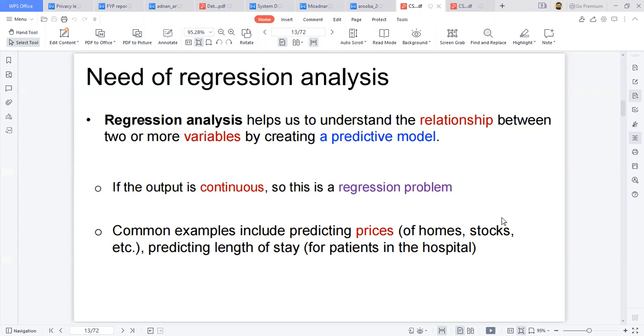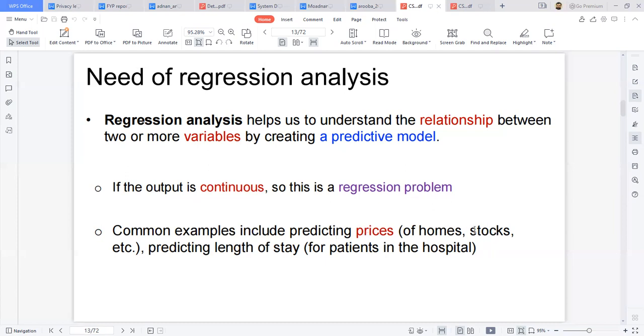Okay, that's it. So, the need for regression analysis. Regression analysis helps us understand the relationship between two or more variables by creating a predictive model. If the output is continuous, then this is a regression problem. We know that if it's discrete, then we apply classification. If it's a continuous value, then we apply regression. Common examples include predicting prices for firm stocks, etc. Price can be a continuous value, so for that we can apply regression.